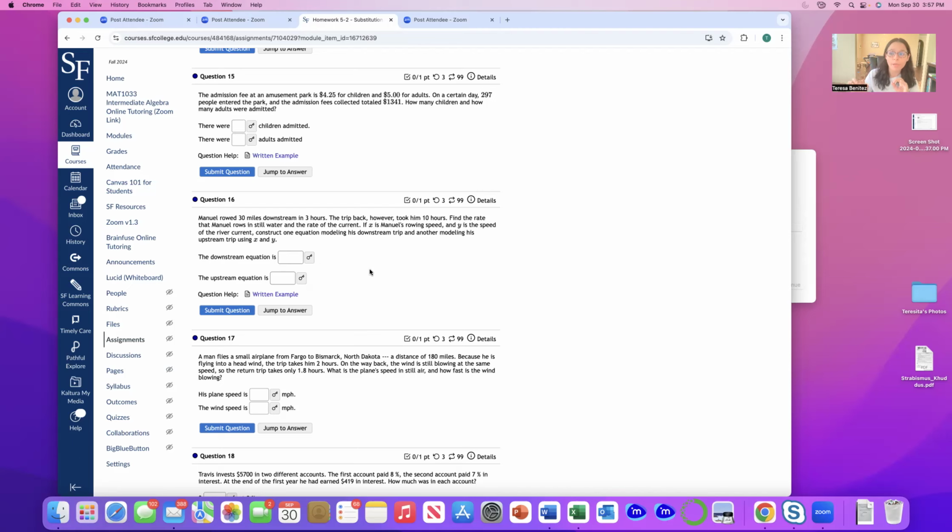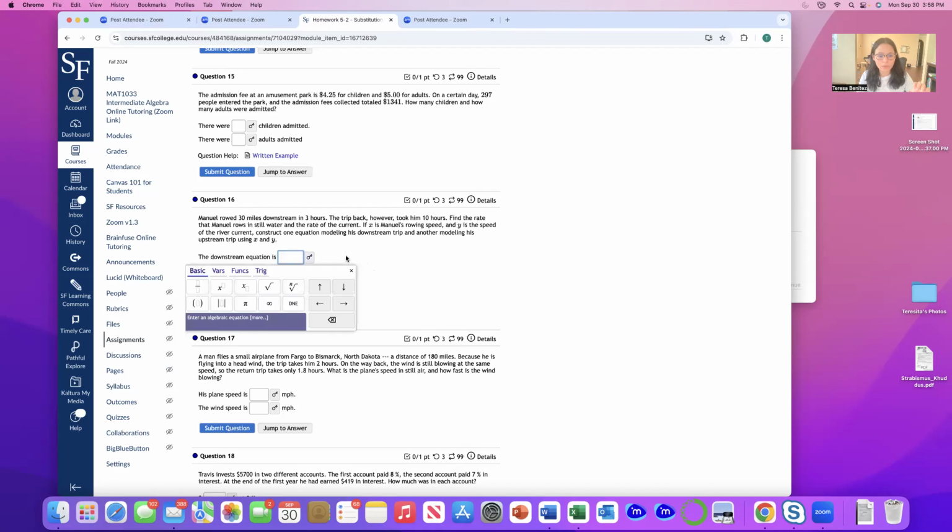So it looks like the water is helping him in one direction and making him take longer in the other direction. So in still water and the rate of the current. Here the question doesn't ask, when you try to put in the answers, you have a downstream equation and an upstream equation. So you don't actually need to give the rate that he rowed in still water and the rate of the current, but we'll set up the equations that are needed. If x is Manuel's rowing speed and y is the speed of the river current, construct one equation modeling his downstream trip and one modeling his upstream trip.